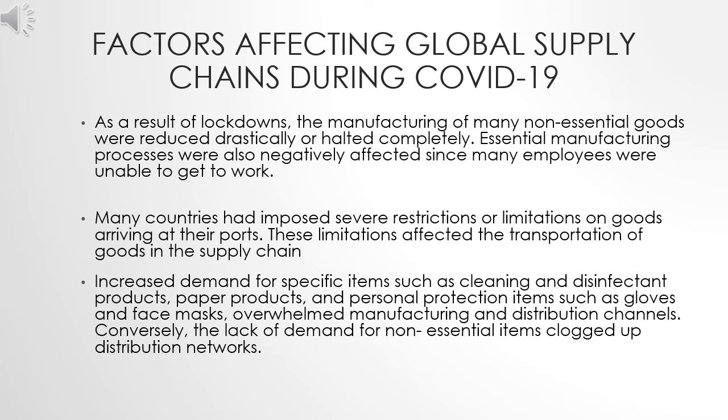Factors affecting the global supply chains during COVID-19. As a result of the lockdowns, the manufacturing of many non-essential goods were either reduced drastically or halted completely. Essential manufacturing processes were also negatively affected since many employees were unable to get to work. Many countries imposed severe restrictions or limitations on goods arriving at their ports. These limitations affected the transportation of goods in the supply chain.